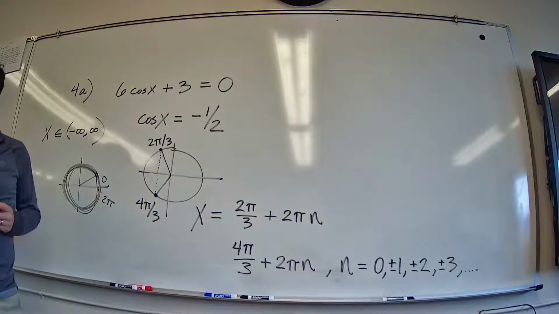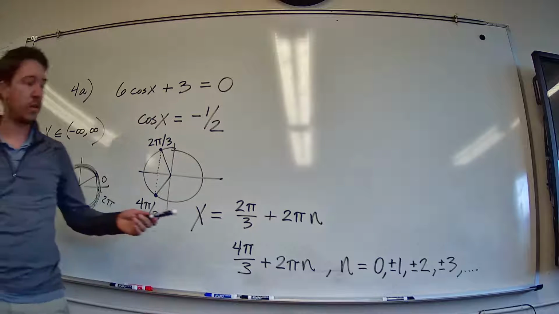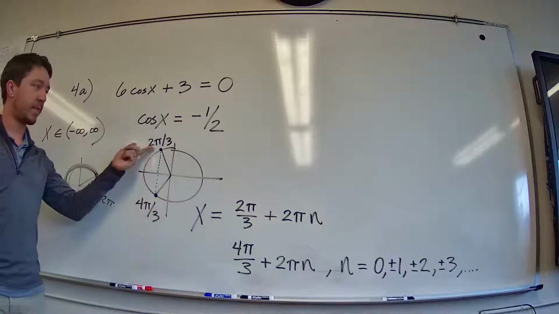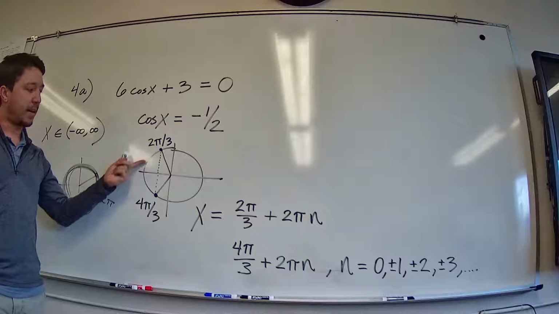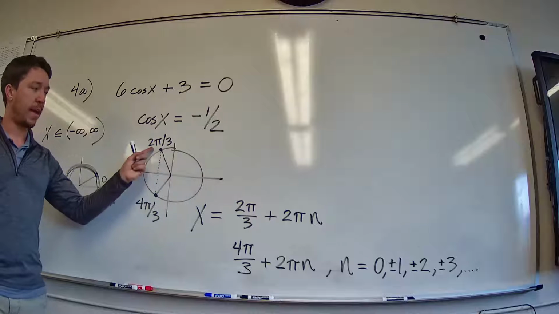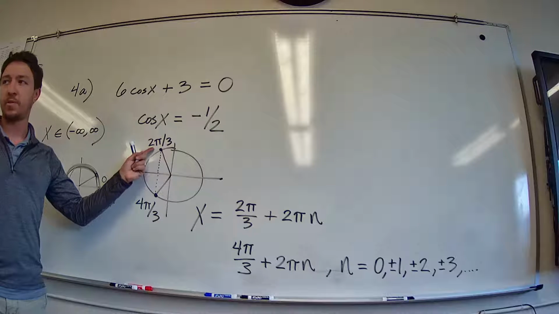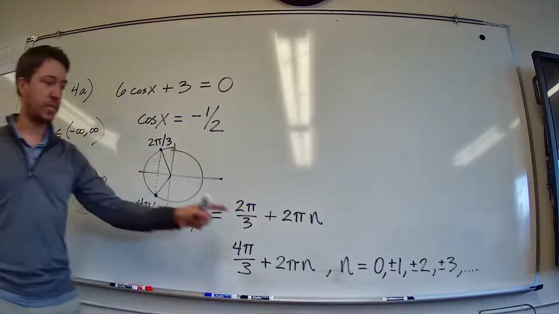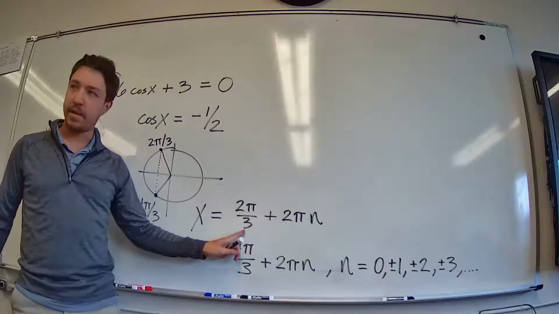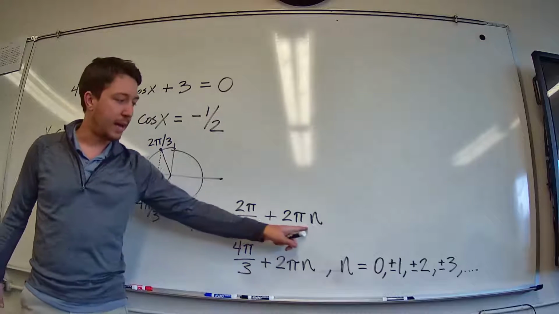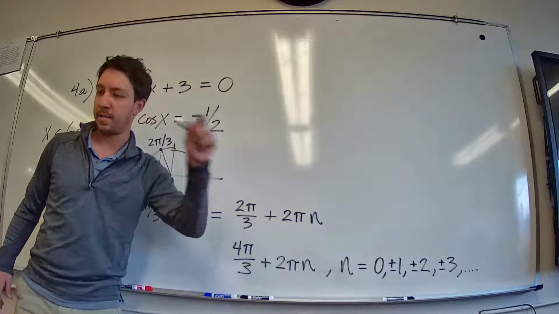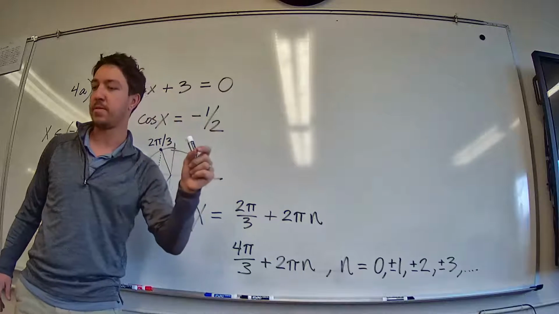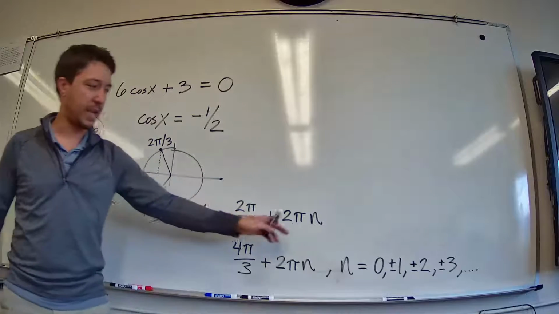Where did n come from again? So you agree 2 pi over 3 is the solution. Do you agree that if I added another 2 pi onto that and had like 8 pi over 3, that would also be a solution? So that's what this is doing. It's saying 2 pi over 3 is a solution, and you can add on any multiple of 2 pi onto that number, and it would still be a solution. That makes sense?